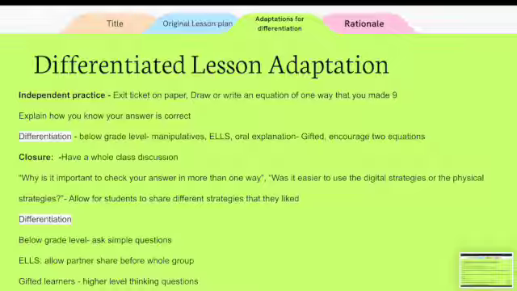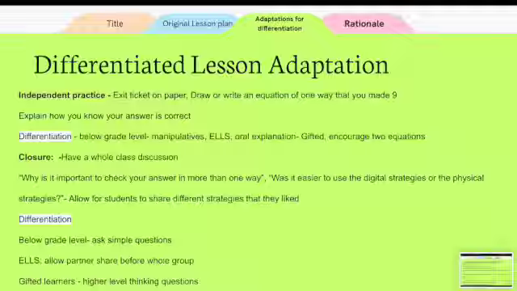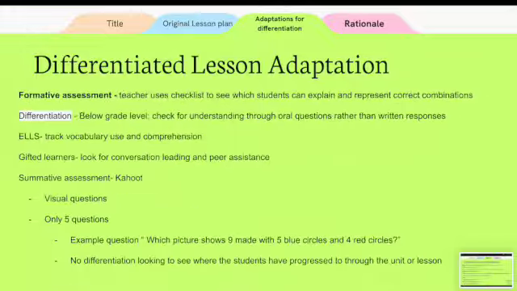For our English language learners, we can allow them to share with their shoulder partner their answer before they answer in whole group. And then for our gifted learners, we can have higher level thinking questions. As our formative assessment, we are going to have our teacher use a checklist to see which students can explain and represent the correct number combinations.